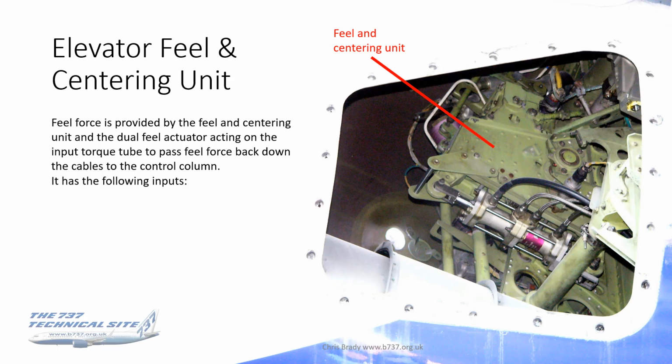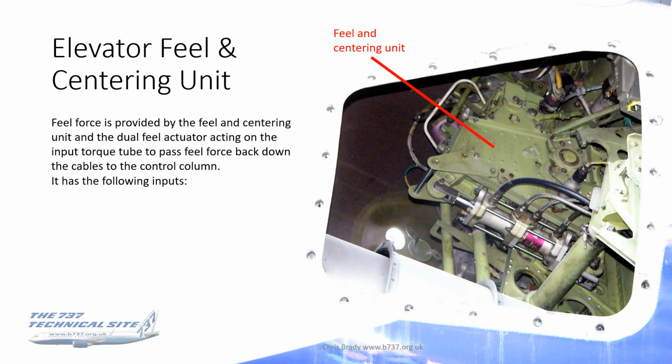Now, the clue's in the name here. This unit not only deals with elevator feel, but it deals with centering as well. Now, feel I've already explained. That's done by the three inputs to the elevator feel computer. But let's have a little look at centering. First of all, the elevator feel force from the elevator feel computer comes into that silver unit below there. That's the dual feel actuator. That acts on the input torque tube, and it passes the feel back down the cables to the control column.